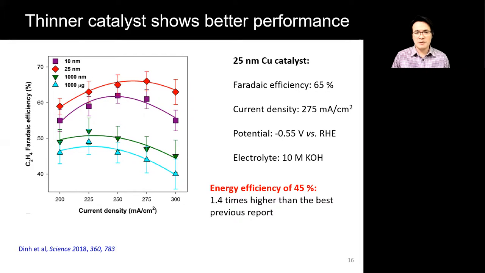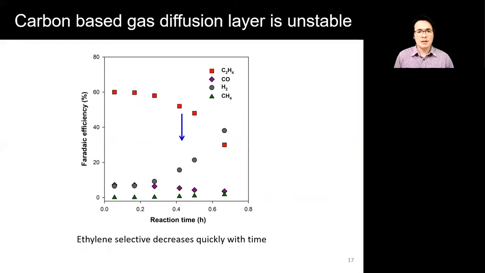Taking together the Faraday efficiency and the low overpotential, we have a half-cell energy efficiency of 45%, which is 1.4 times higher than the best previously reported. So everything seemed to work very well, except one thing. When we tried to run the stability of the catalyst, we observed the ethylene selectivity decreased rapidly, within an hour or so. In half an hour it decreased from 60% to around 30%. And at the same time, the hydrogen and methane seemed to increase.